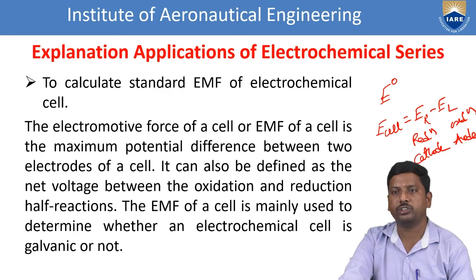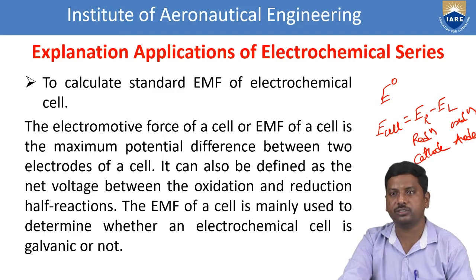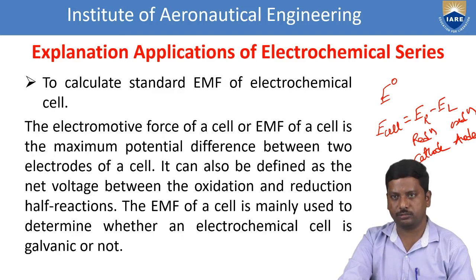The electromotive force of a cell, or EMF of a cell, is the maximum potential difference between the two electrodes of a cell. It can also be defined as the net voltage between the oxidation and reduction of cell reactions. That means anodic oxidation and cathodic reduction. The EMF of a cell is mainly used to determine whether the electrochemical cell is galvanic or not.